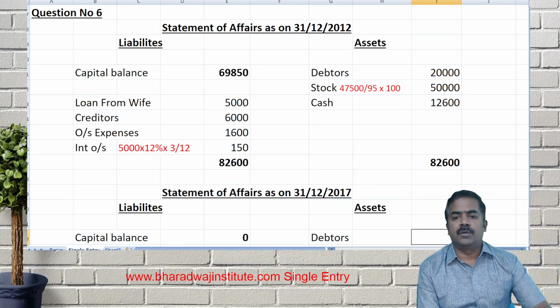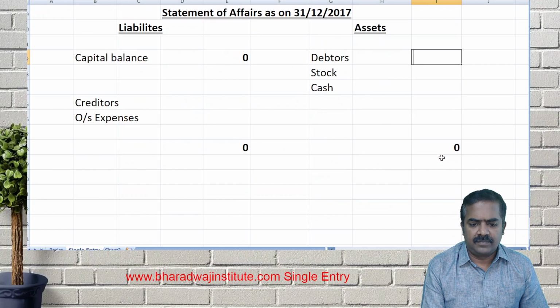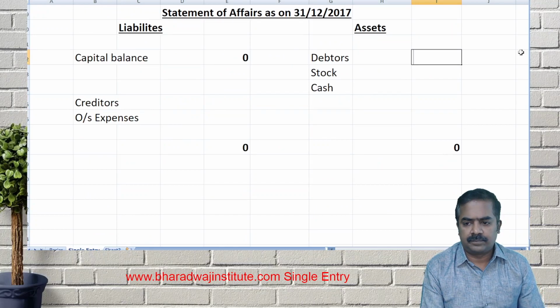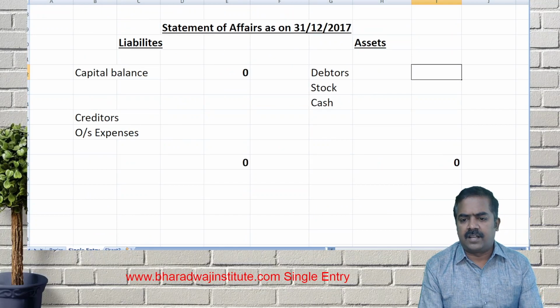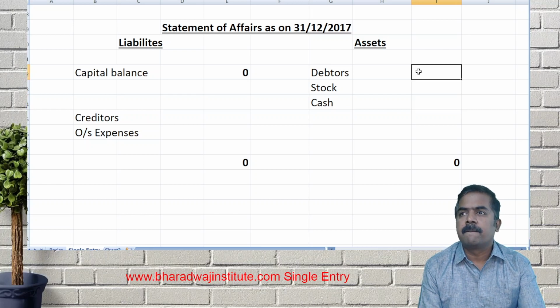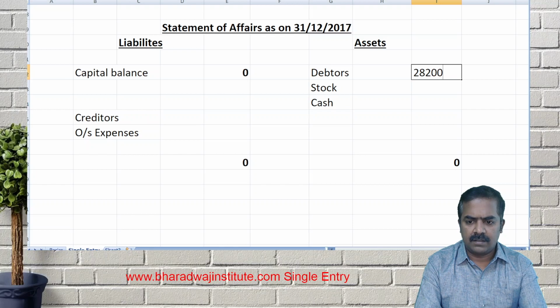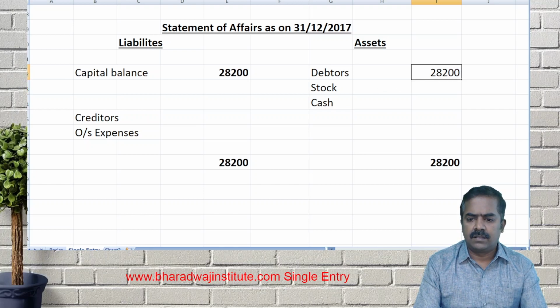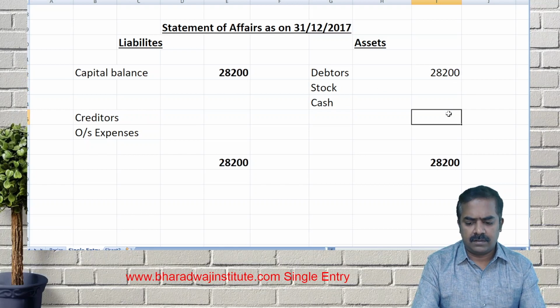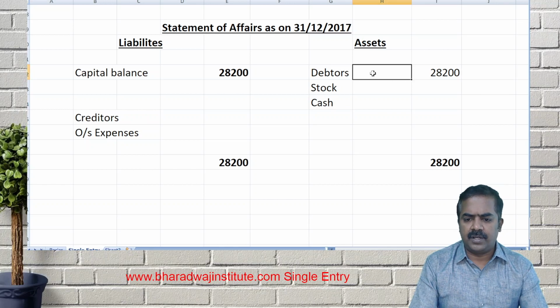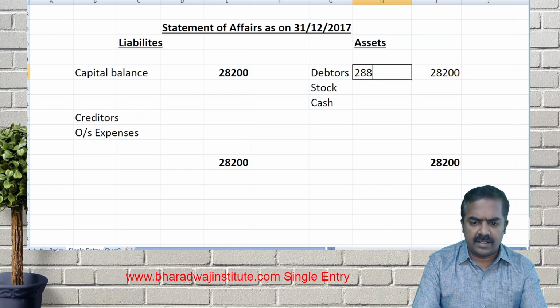The copy printing, 31-12-2012. Tell me the debtors balance. Debtors 28,200 out, 28,800 minus bad debts 600.